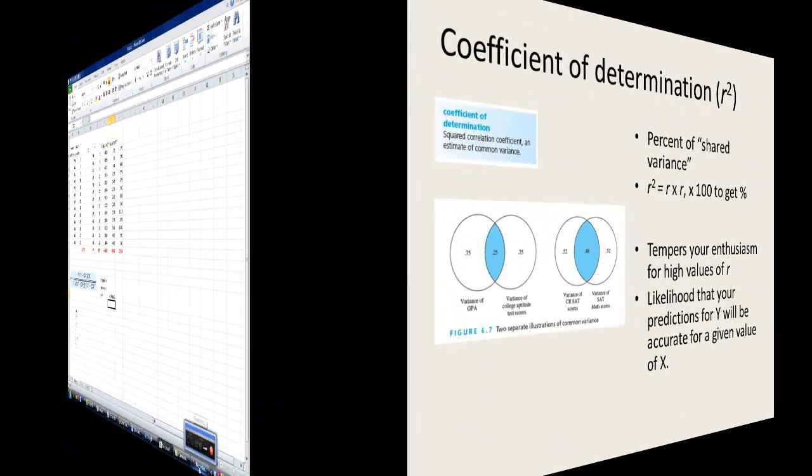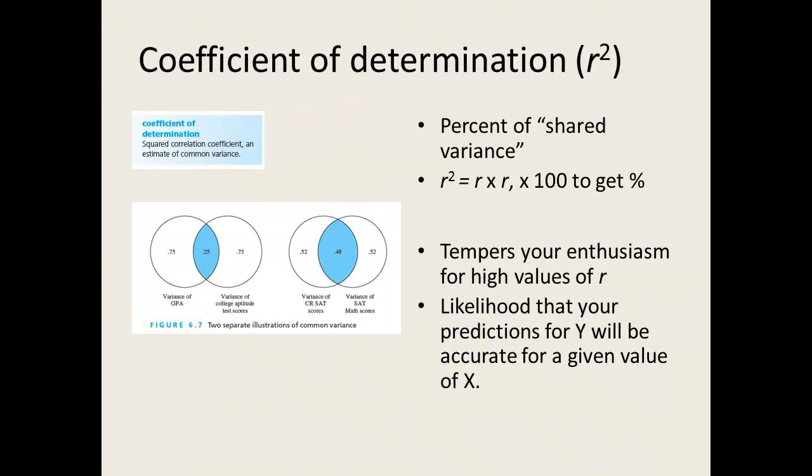One of the nice characteristics of the Pearson value for R is that it's got this extra property when it is called R squared. It's the coefficient of determination. And what it represents is how much of the variable x is shared in common with the variable y. And it's often referred to as their percent of shared variance.